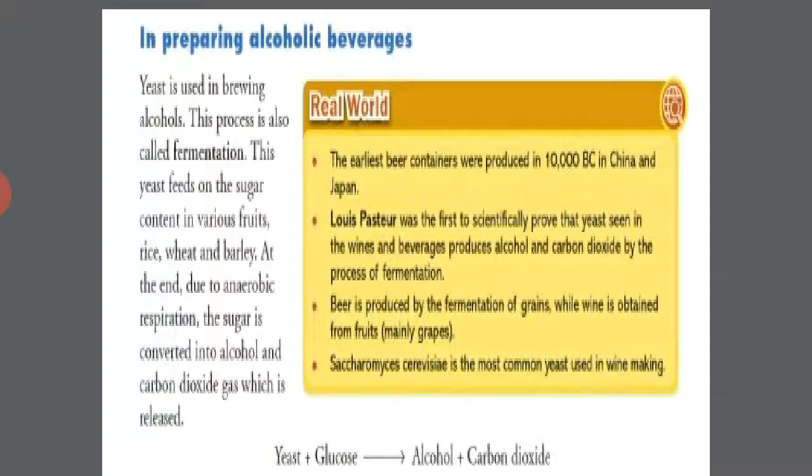The earliest beer containers were produced in 10,000 BC in China and Japan. Louis Pasteur was the first to scientifically prove that the yeast seen in wines and beverages produces alcohol and carbon dioxide by the process of fermentation. Got it? Let's move further.